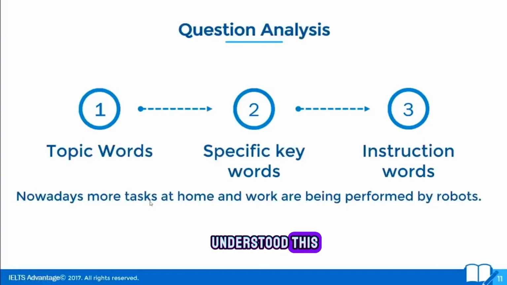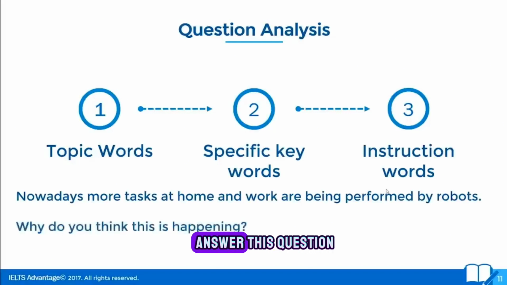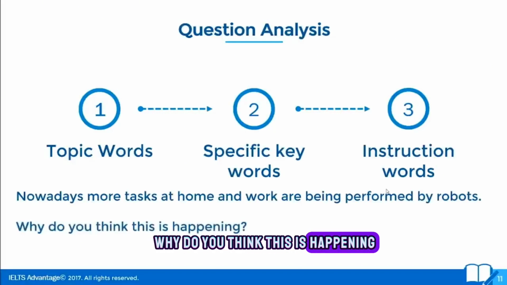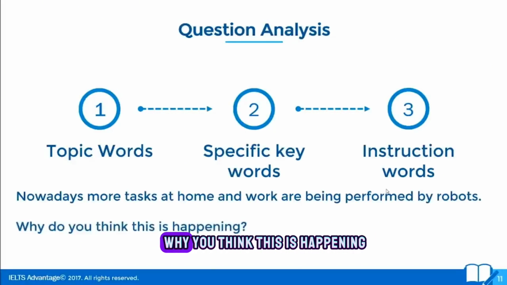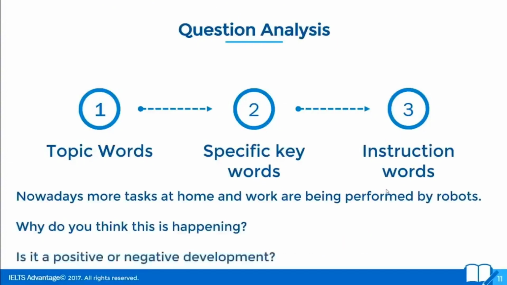Okay, so I've understood this. Now I need to think about the instruction words. What do they want me to do with this statement? Well, there's two things they want you to do. They want you to answer this question: why do you think this is happening? So you have to clearly state why you think this is happening. But it doesn't stop there. They want you then to say if you think it's a positive or negative development.